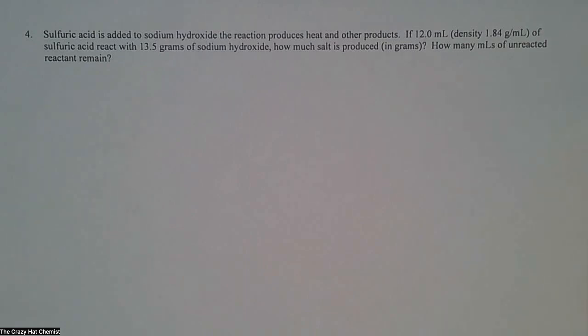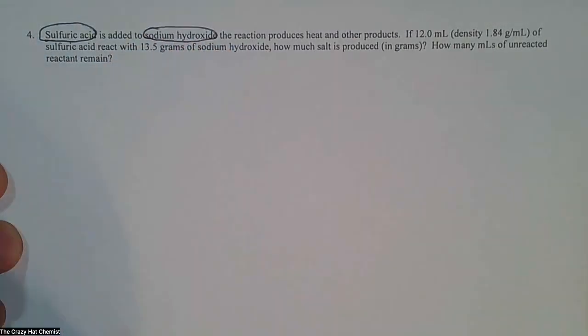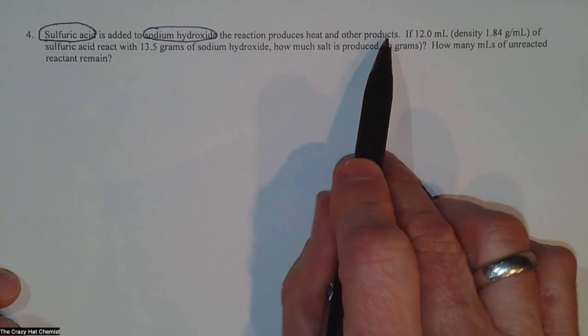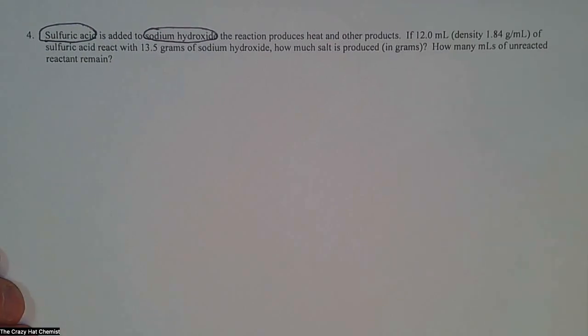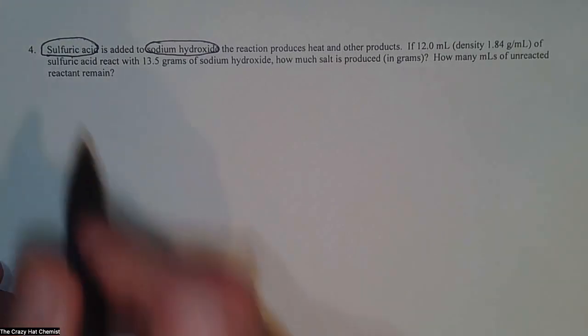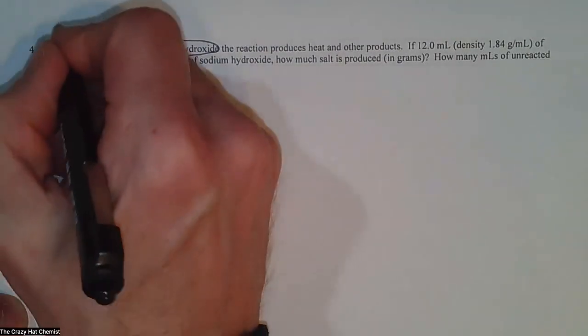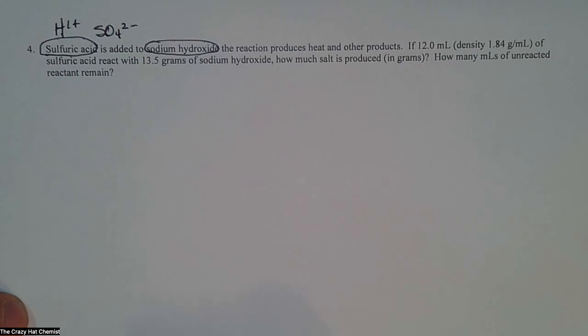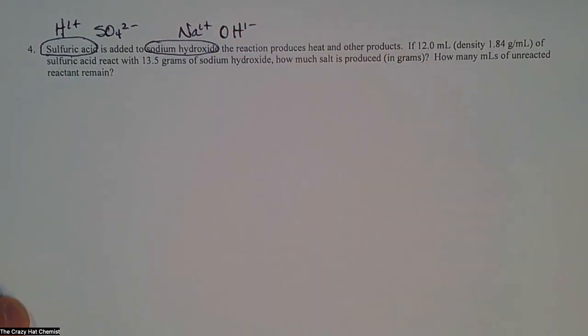Our next problem says sulfuric acid is added to sodium hydroxide. The reaction produces heat and other products. So the first thing we're going to do is write a balanced equation. Sulfuric acid, it does not say hydrosulfuric, so sulfuric acid is coming from the sulfate ion, SO4 2-. All acids have a hydrogen. Sodium is a group 1, so that's 1+, and hydroxide is a polyatomic ion with 1-. So that's how I'm going to come up with my formulas.